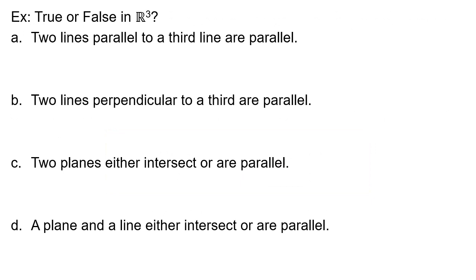Okay, here are a few little true and false things along the way. Two lines that are parallel to a third line have to be parallel. Well, hopefully you can imagine that has to be true. If you have two lines that are both parallel to this other line, then the first two lines have to be parallel as well. Two lines that are perpendicular to a third line are parallel.